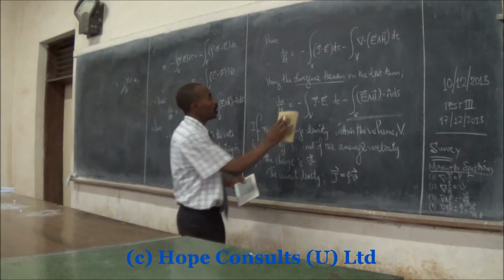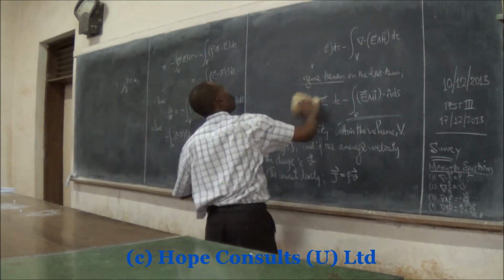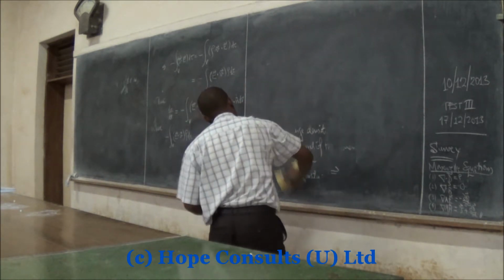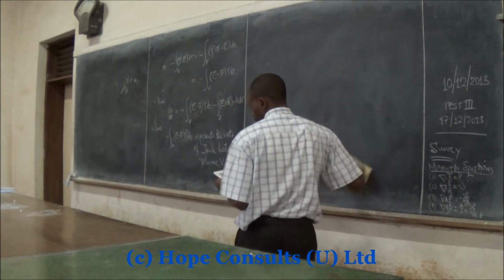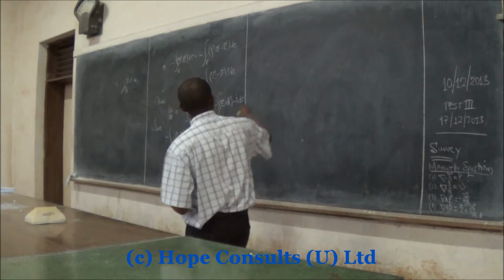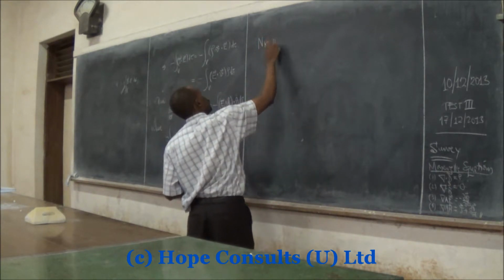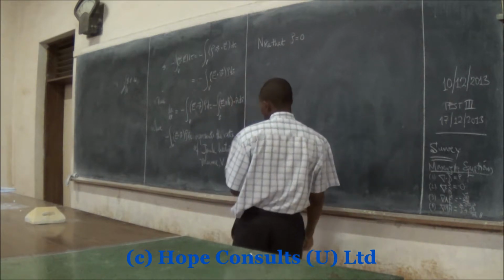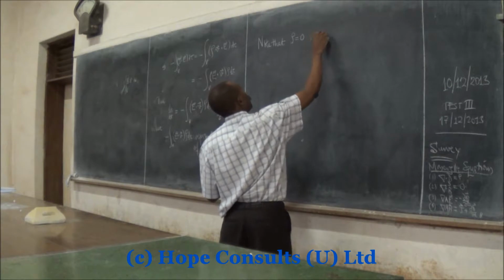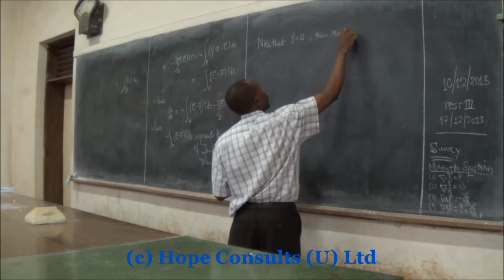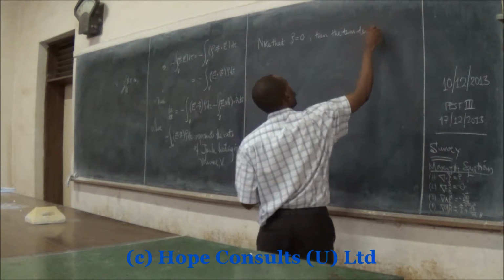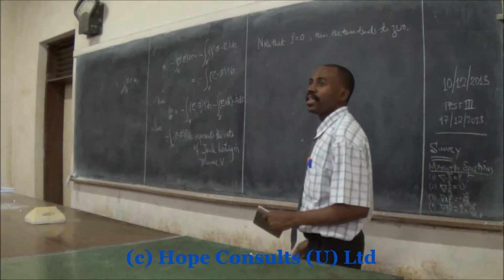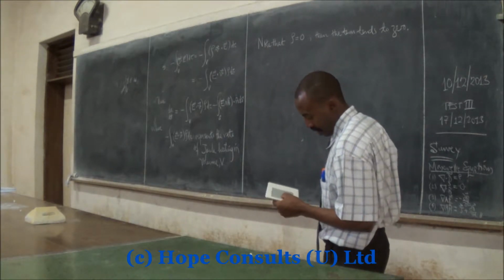We have a few things to note. So note that when rho is equal to 0, when there is no charge, then the term tends to 0. Of course, when there is no charge, you wouldn't have any Joule heating, and you wouldn't be having anything moving around.